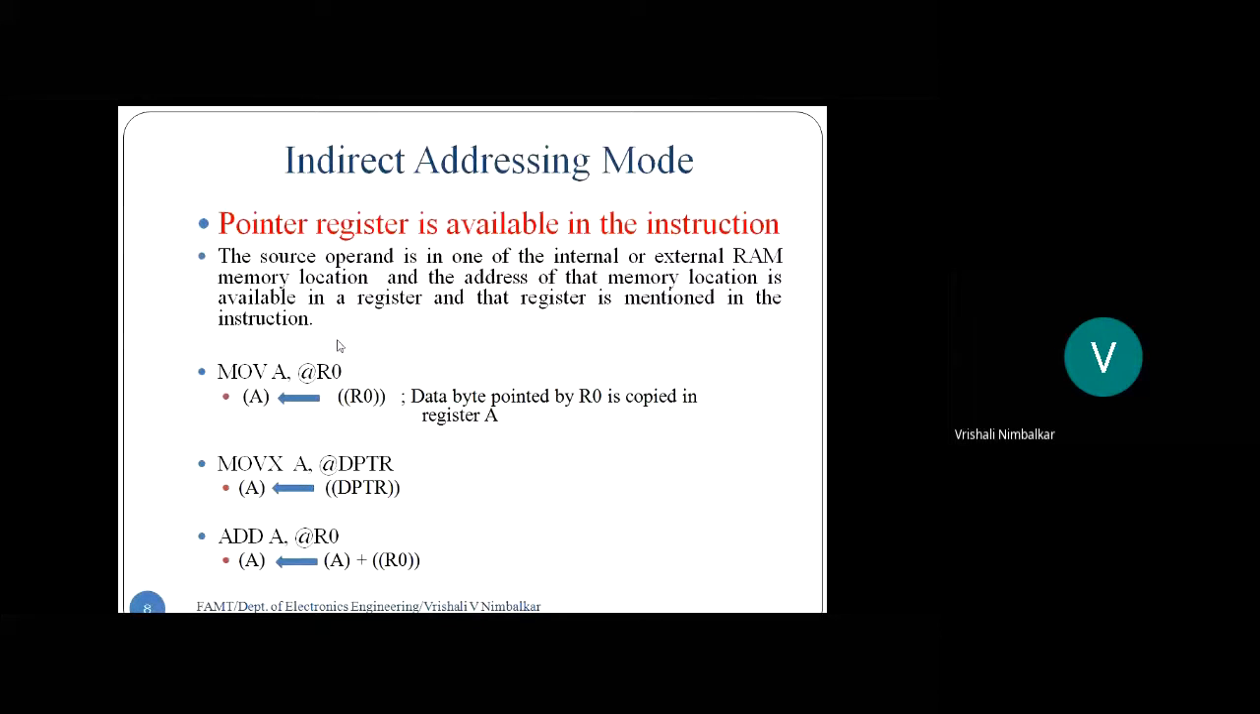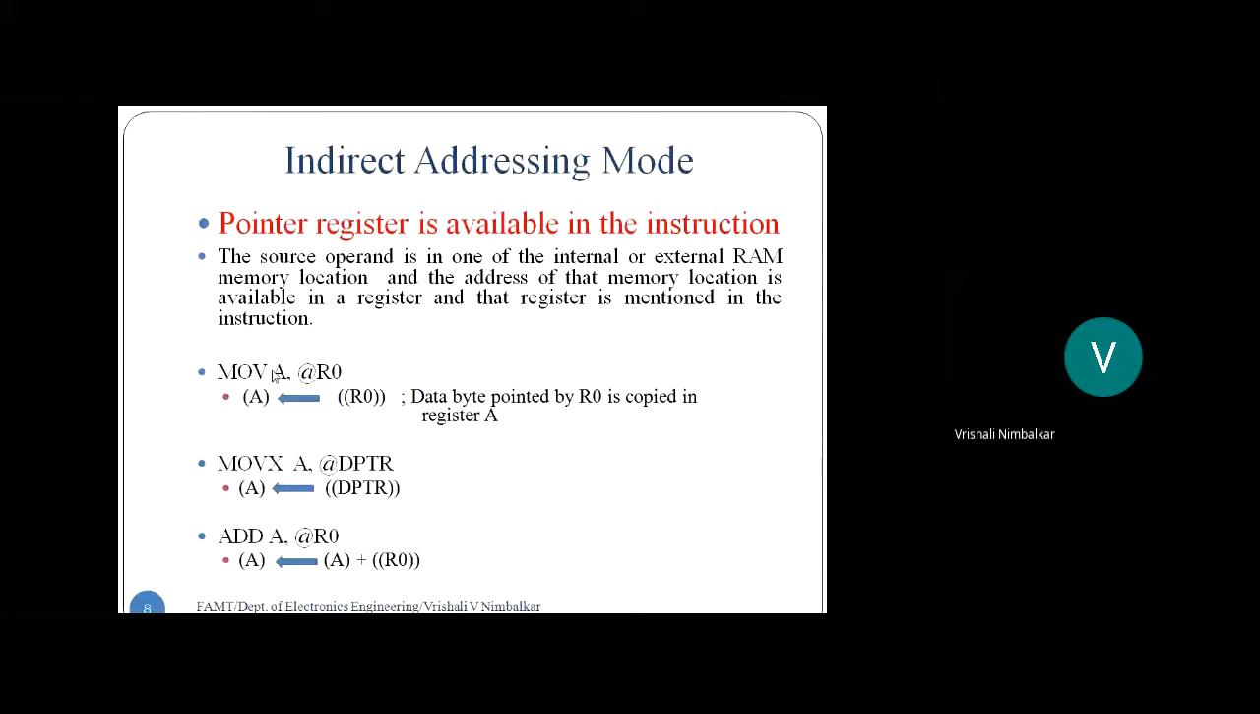Okay. So indirect addressing, how to recognize? See, there is an @ sign. In the source operand, there should be this sign @. That is recognized as an indirect addressing mode instruction. Okay. So see the first example, MOV, data transfer from where to where? A comma @R0. It means the data pointed by R0 is picked up and copied in accumulator.